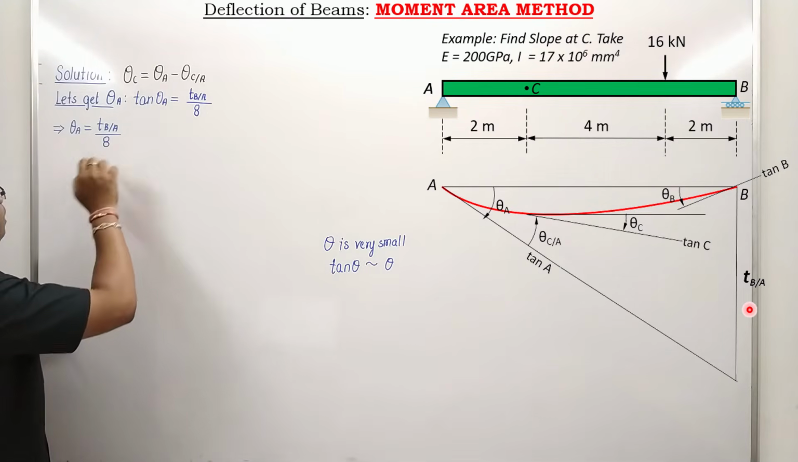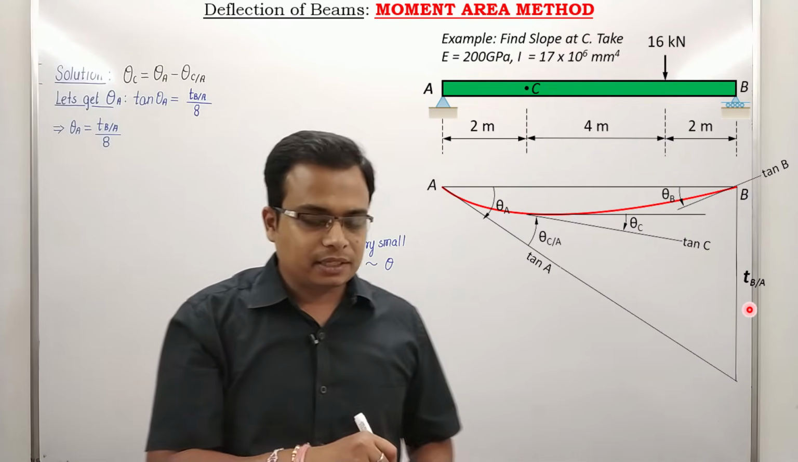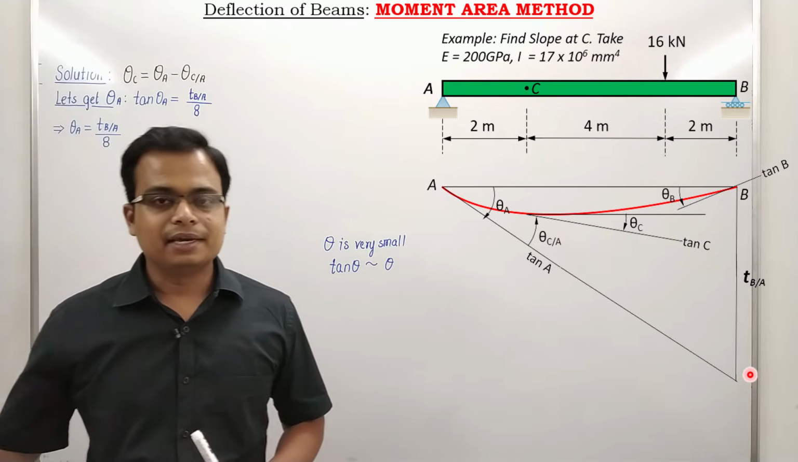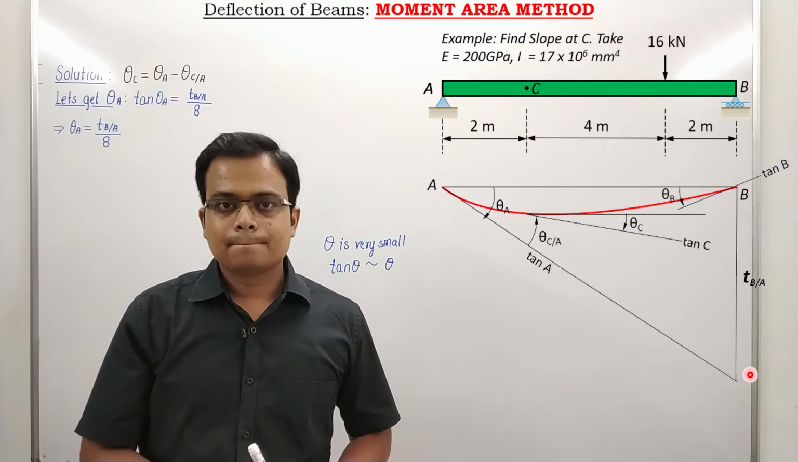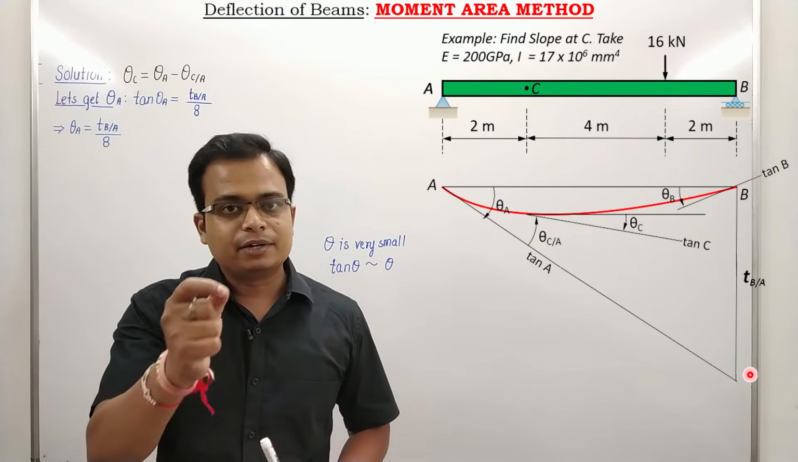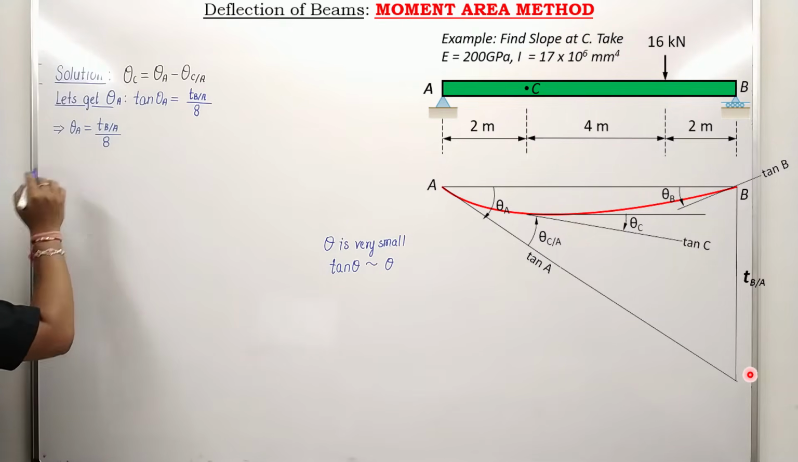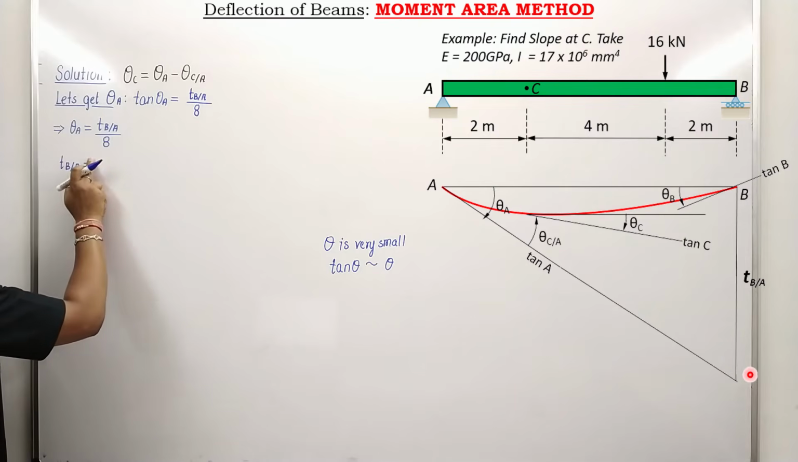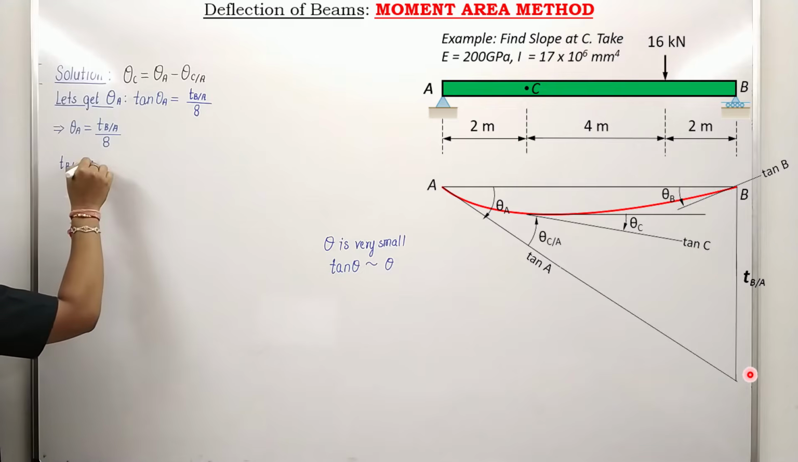Now that's TB to A and that's 8. How to proceed now? Theorem number 2, what does that say? Vertical displacement of the tangent at B with respect to tangent at A is equal to the moment of the area under M over EI diagram between points A and B. Let me just write that for you. TB to A is equal to moment of the area under M over EI diagram between points A and B.